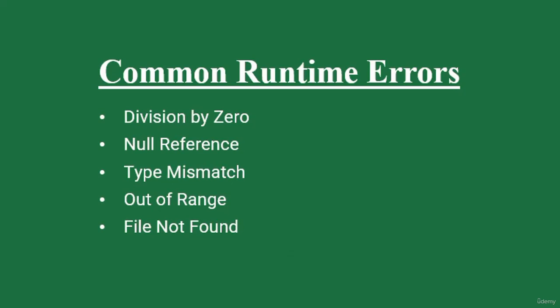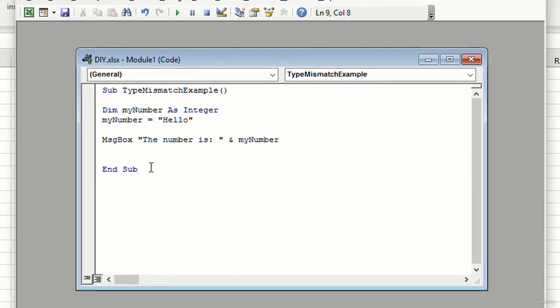Number 3, we have the type mismatch. This occurs when attempting to perform an operation on incompatible data types. In this example, we declare the variable, which is Dim myNumber As Integer, but try to assign a string value, which is "hello". This will cause a runtime error 13, type mismatch, because we cannot assign a string value to an integer variable.